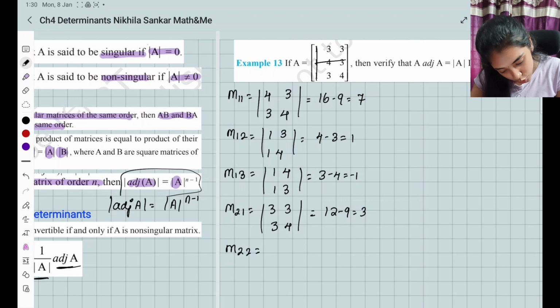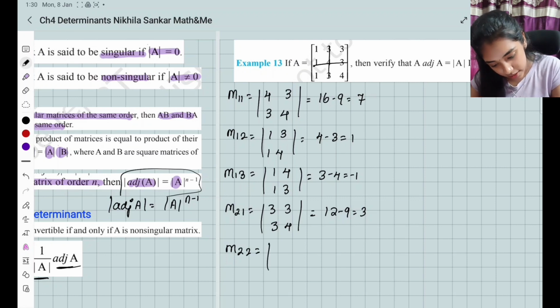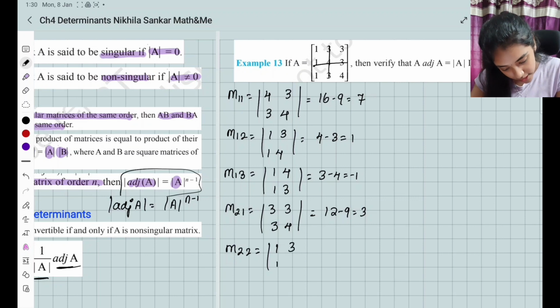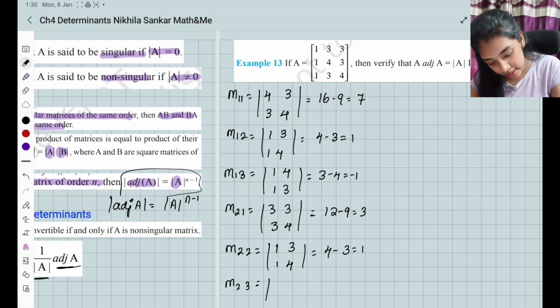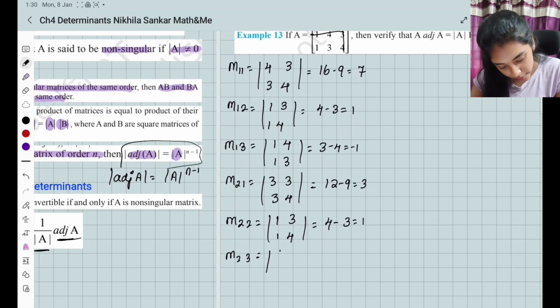Then M22. M22 is going to be, I'm going to hide the first and nadu column and the nadu row. So I have 1, 3, 1, 4. So this is going to be 4 minus 3, which is 1. Then M23. M23 enna? Hiding the last column and the nadu row. So I have 1, 3, 1, 3. So 3 1s are 3, 3 1s are 3. 3 minus 3, 0.